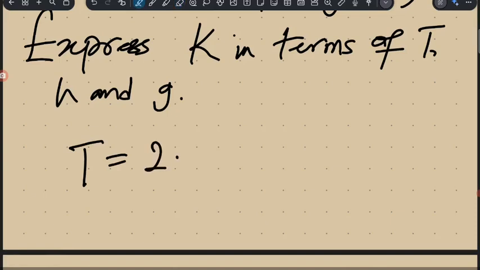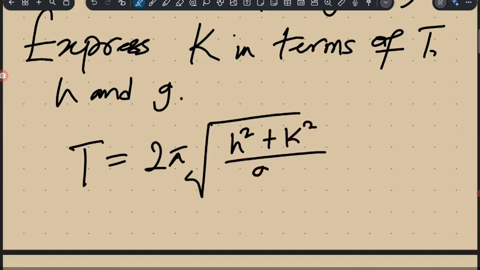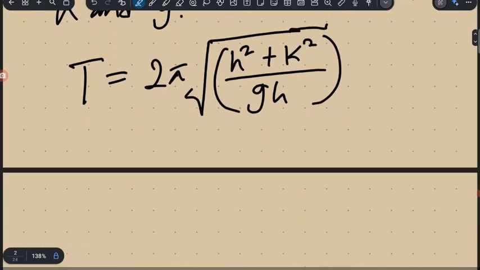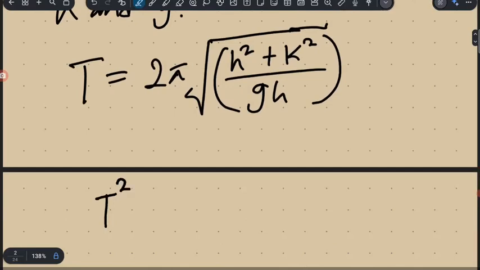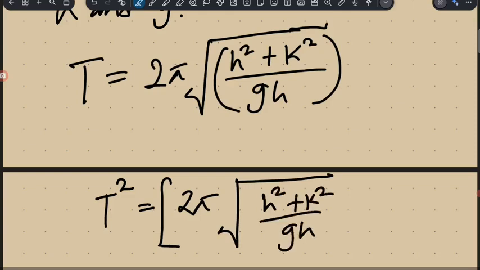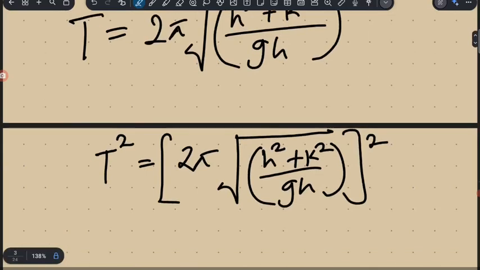2 pi onto square root of a squared plus k squared over gh, bracket close. So the first thing you must do is you square both sides, and in squaring both sides we have something like t squared is equal to 2 pi. You start a bracket from here to have the square root of a squared plus k squared over gh. After the bracket we have t squared. So this is how it is. So it is now this square.